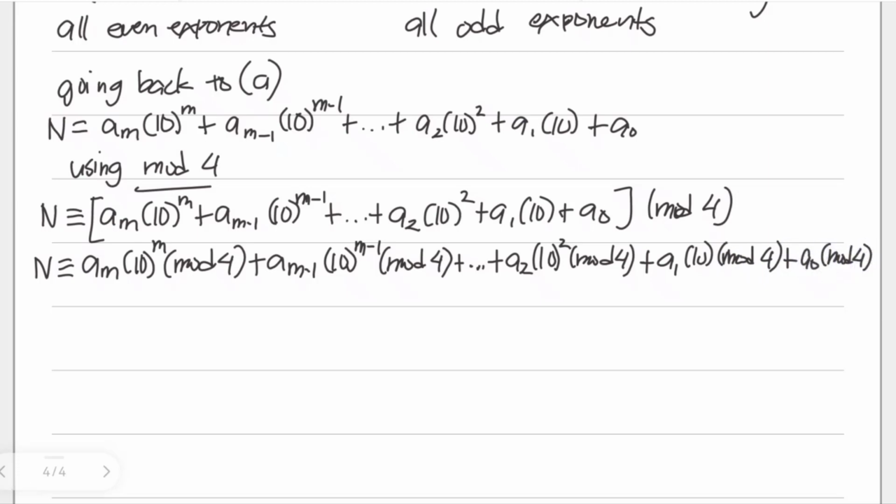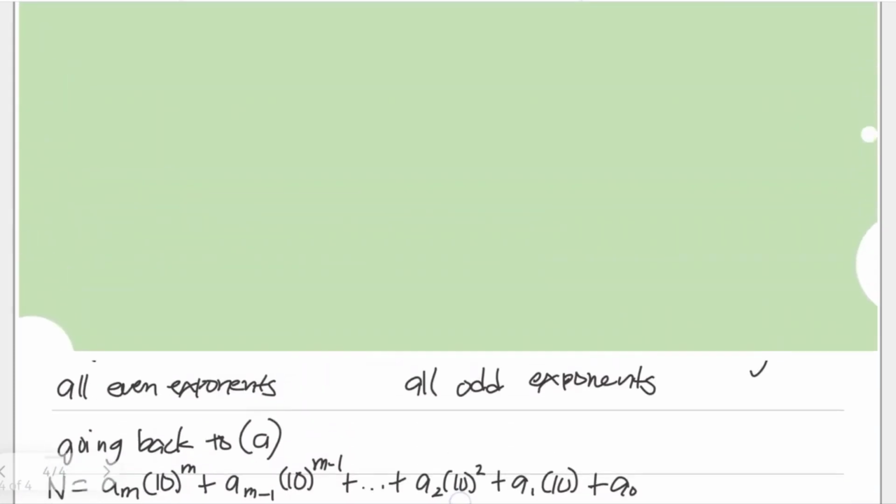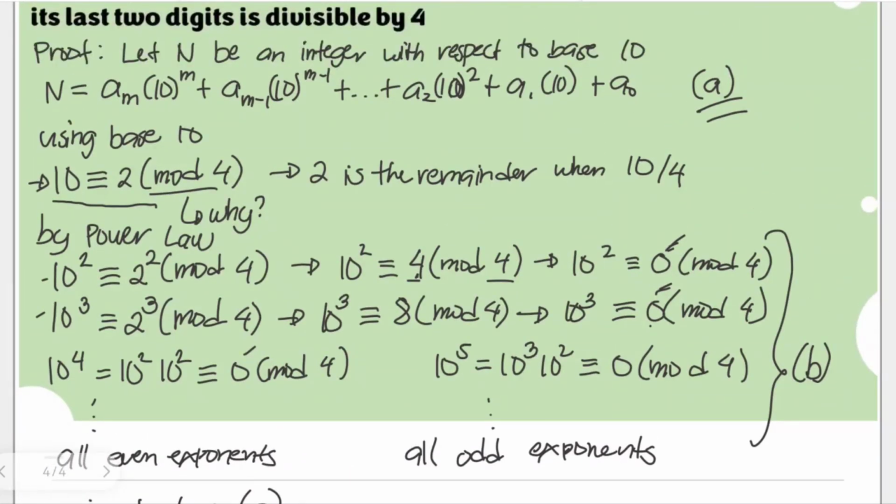And once we distribute all of this, we can see this form here and here and here and here. And what are these? Using B, look at our relationship B that we have gathered earlier. 10 squared is just 0 modulo 4. The remainder is 0. 10 cubed will also use 0. Our 10 to the power 4 is also 0.